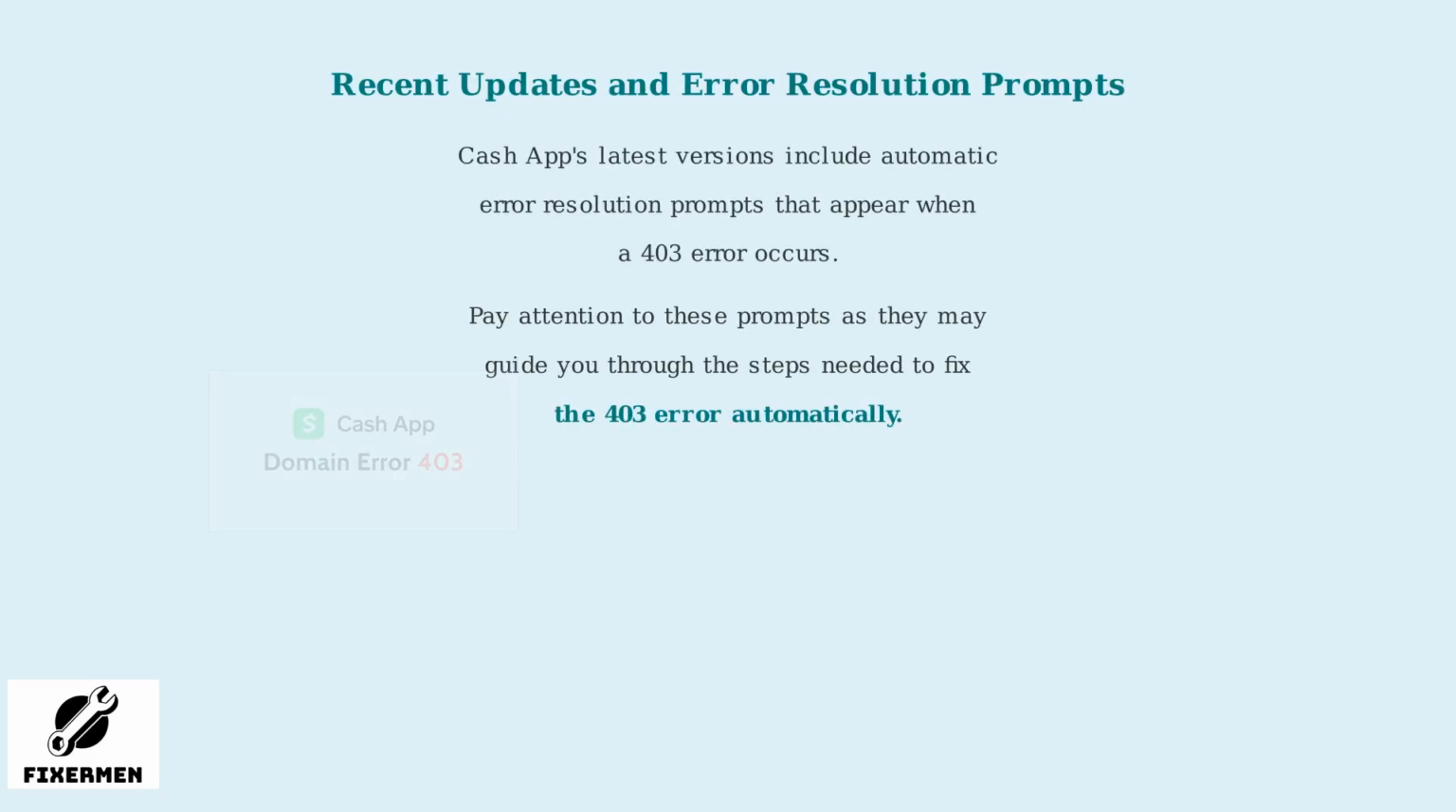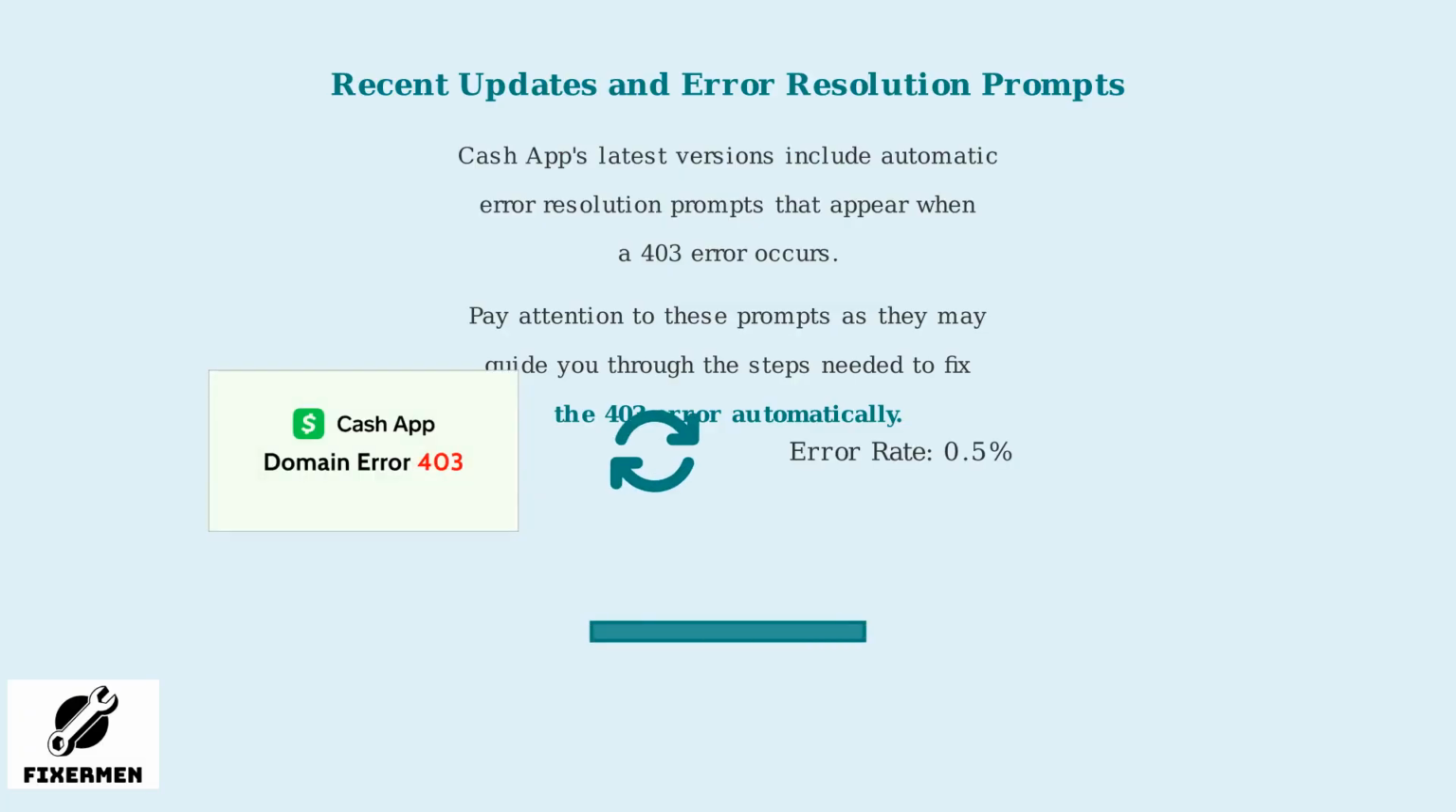Cash App's latest updates include automatic error resolution prompts that appear when a 403 error occurs. These prompts are designed to guide users through the necessary steps to fix the issue automatically, reducing the need for manual troubleshooting. By following these automatic prompts, users can often resolve the error quickly. This feature helps decrease the overall error rate from the initial 0.5% down to much lower levels as more users benefit from these guided fixes.